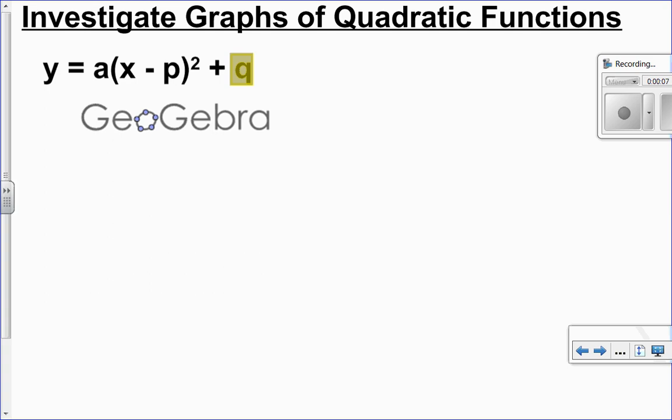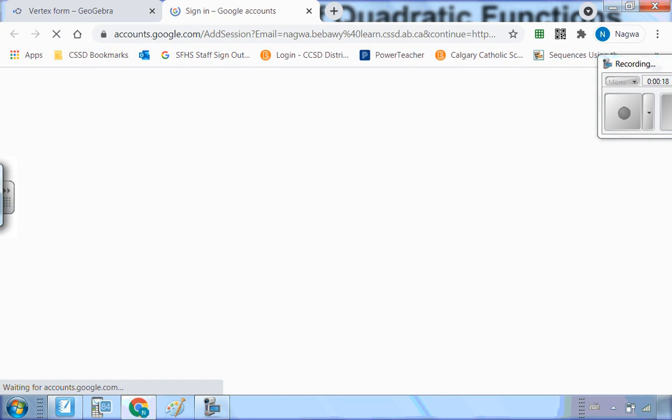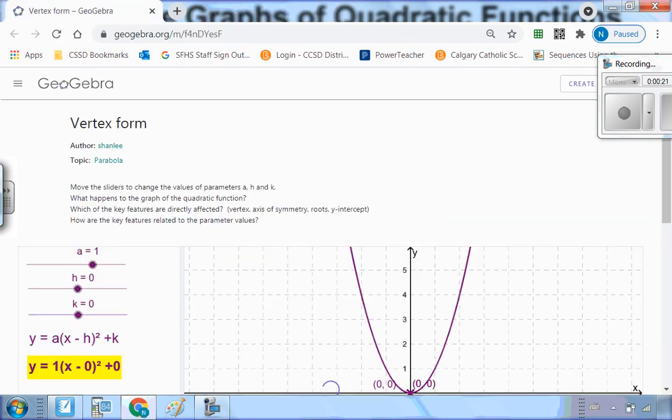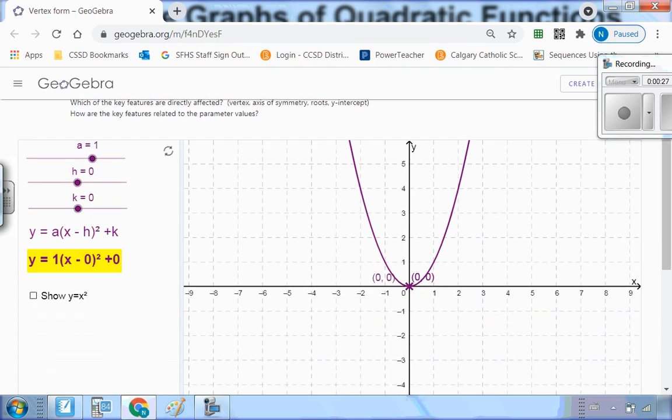In this video, we're going to look at the parameters of Q and P. So let's start with Q. I'm going to go back to that investigation and show you the effects of Q. There we are. Okay, so Q is the value that's added on the end. So this is my base parabola.